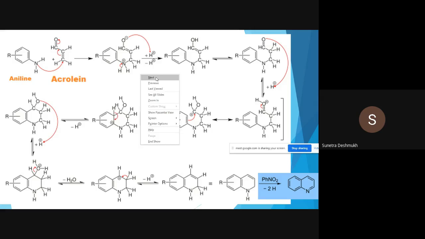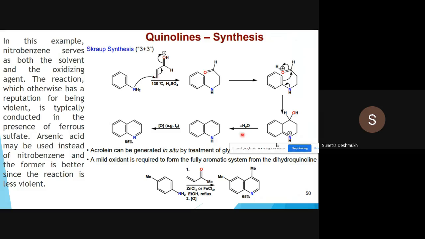Now we'll switch to the next. And in short, I have given here the Skraup synthesis. Nitrobenzene serves as both solvent and oxidizing agent. The reaction, which otherwise has a reputation for being violent, is typically conducted in the presence of ferrous sulfate. Arsenic acid may be used instead of nitrobenzene, and the former is better since the reaction is less violent.